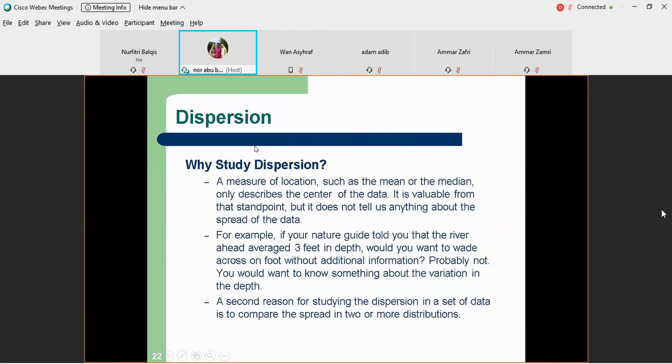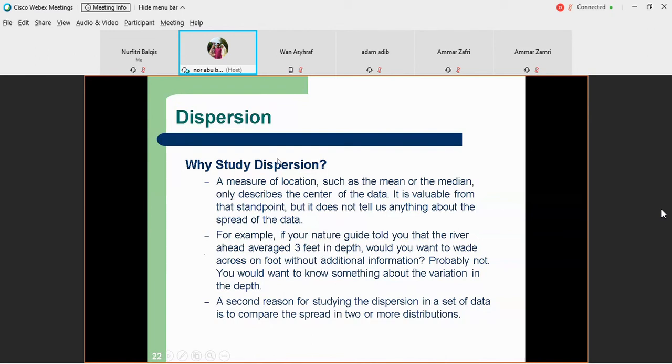Okay, tak cukup. Awak perlukan juga data on the standard deviation. Okay, dekat sini dia cakap lah why study dispersion. Okay, mean only describe center of data, but it does not tell us anything about the spread of data. Okay, dan ini adalah example yang sangat bagus lah. If your nature guide, katakanlah ada tourist guide told you that the river average 3 feet in depth, would you want to wade across on foot without additional information?